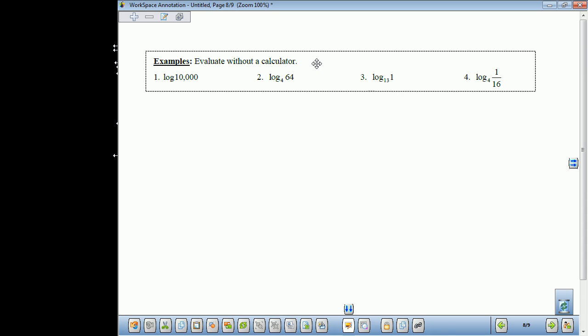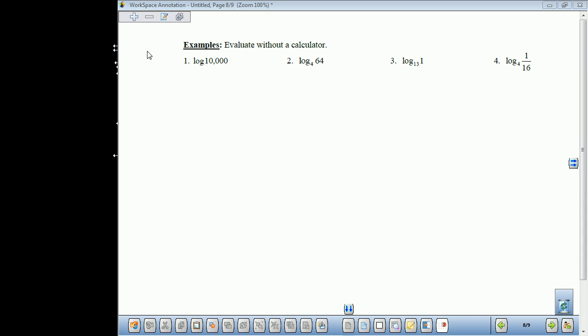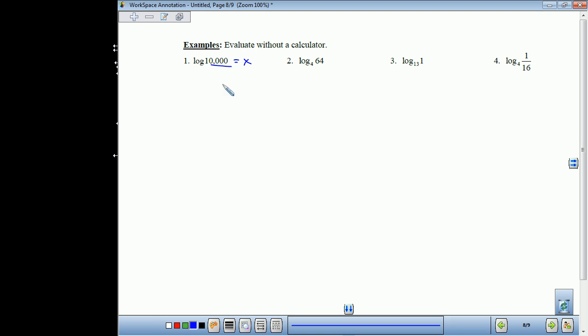Okay. So, some of these you guys aren't even going to have to go equals x. Some of you will be able to look at them and go, obviously there are 4 zeros, my answer is 4. Some of you aren't there yet. So those of you that aren't there yet, switch forms. 10 to the x equals 10,000. Well, how do I get 4 zeros? It's 10 to the 4th.